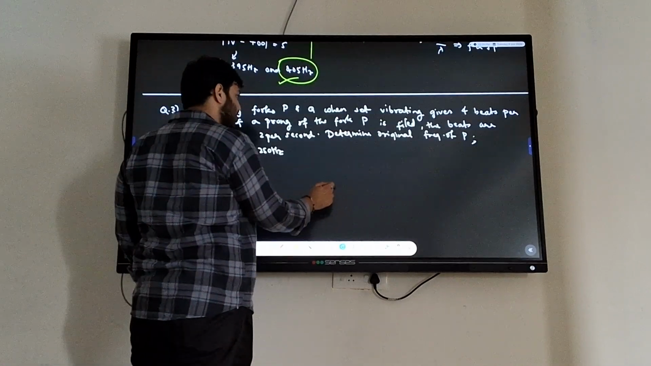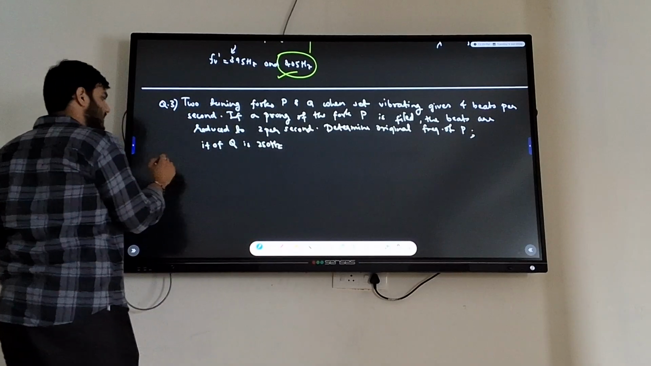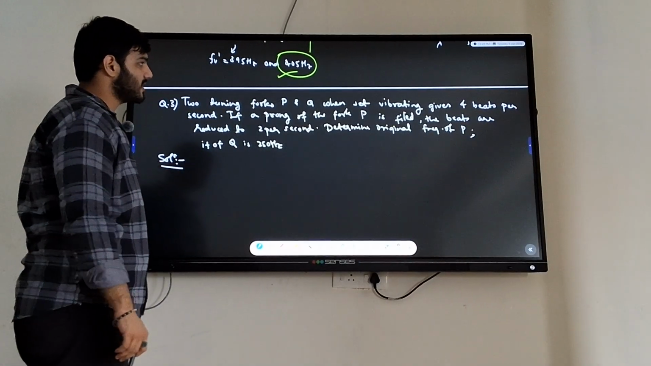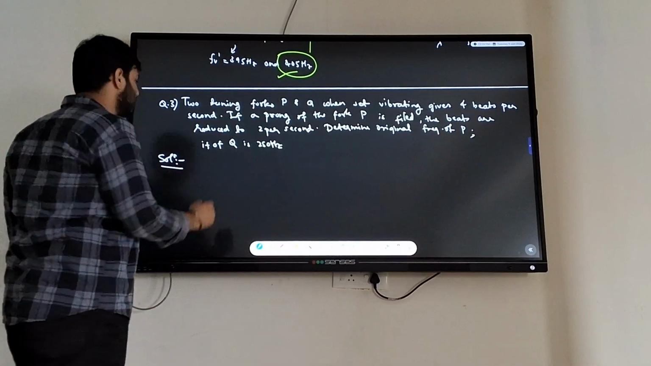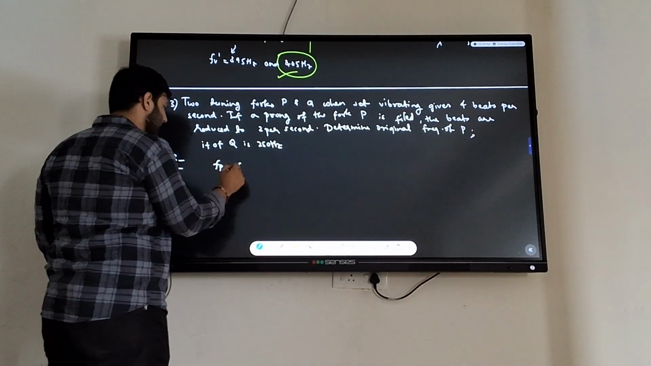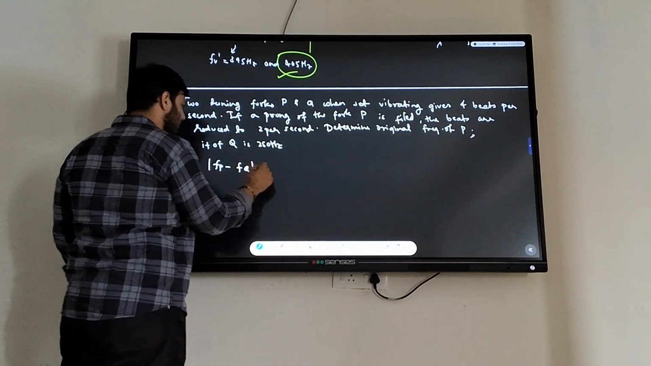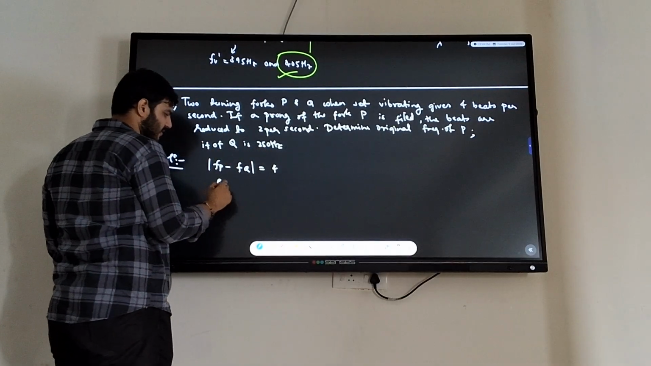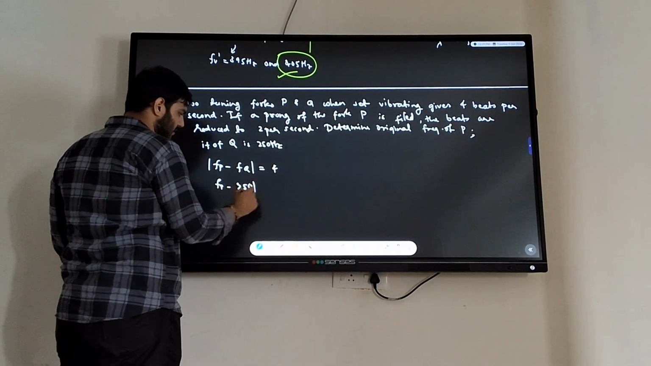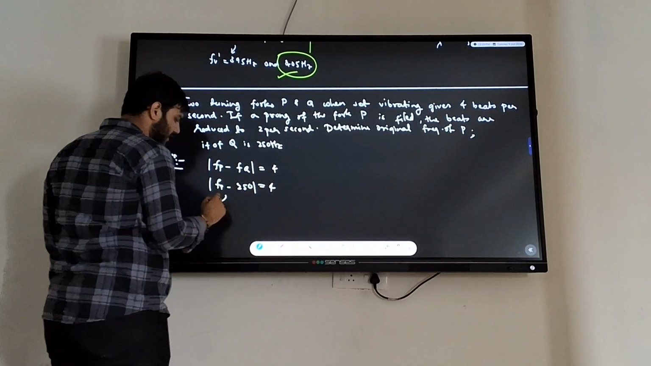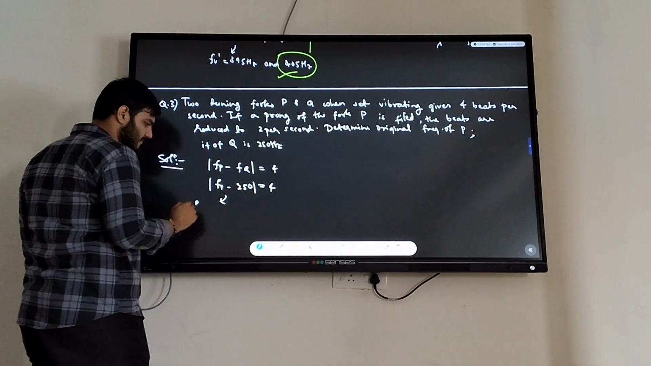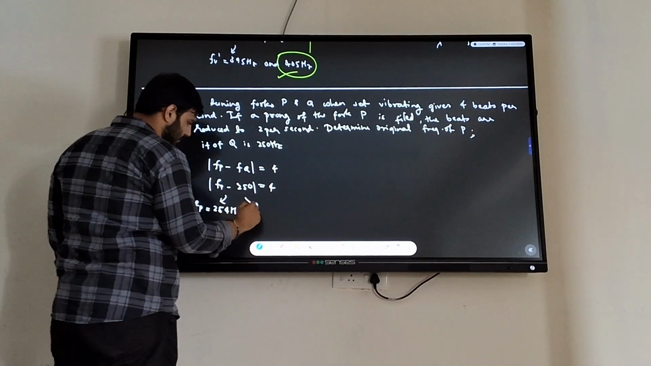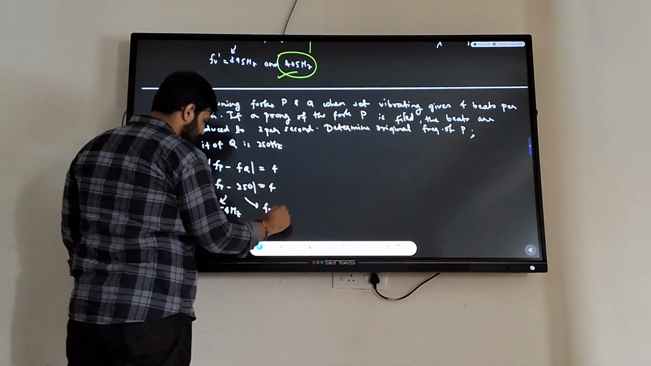It's given that you have two tuning forks, P and Q, and when set vibrating they give off 4 beats per second. So initially |Fp minus Fq| is equal to 4 and Fq is given as 250. Fp minus 250 is equal to 4. What are the possible values of Fp? 254 hertz and 246 hertz.